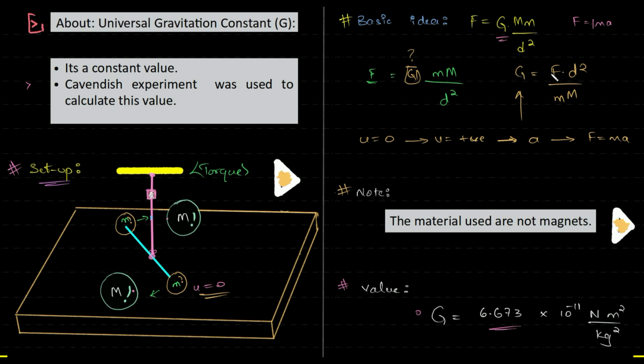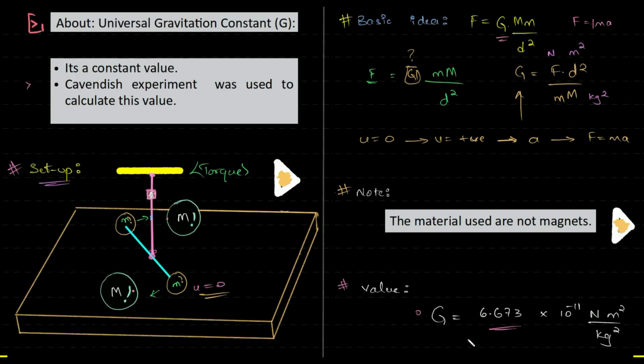So you can see G over here. G is F d squared by m into m. So unit of force is Newton. Distance is meter, so distance square is meter square, and the mass is kg square. Right, and so the units. Okay, you can derive the unit from the formula itself. Yes, that is possible.